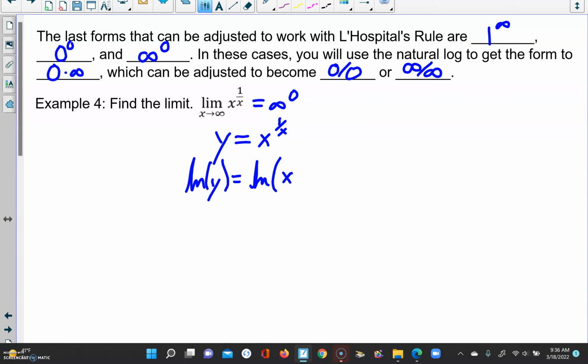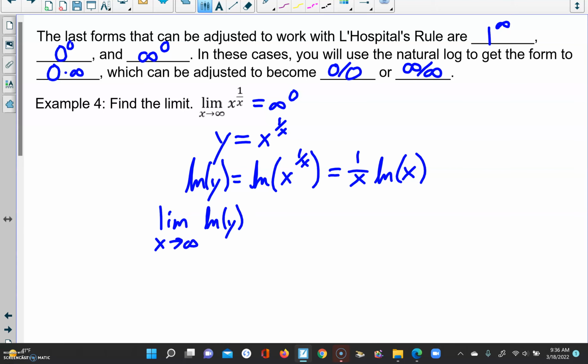Why? Well, the natural log has a wonderful property. In fact, all logs have this property where you can just move that power down to the front as multiplication. So now what we're looking at is the limit as x goes to infinity of the natural log of y is equal to the limit as x goes to infinity of 1 over x times the ln of x. And in this case, what we're going to get then is 0 times infinity.